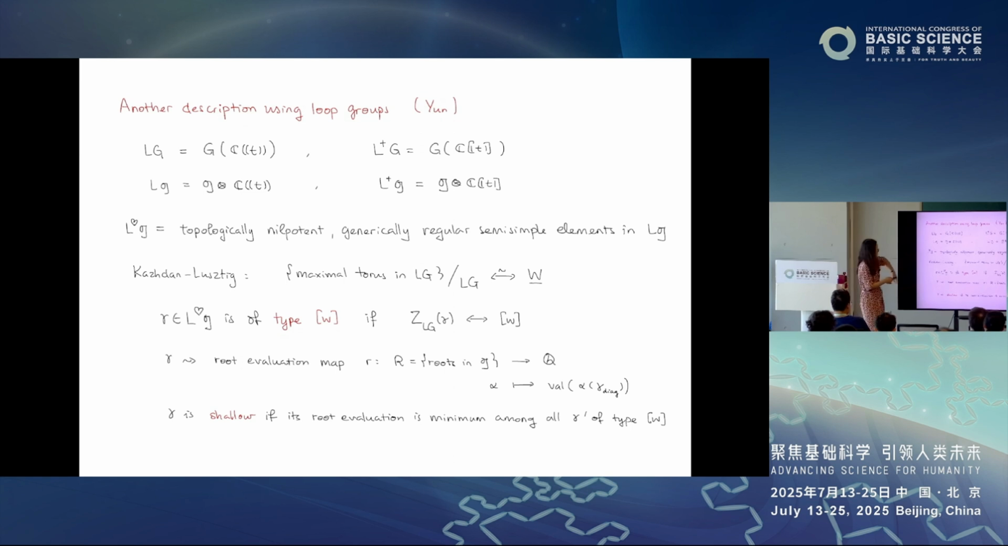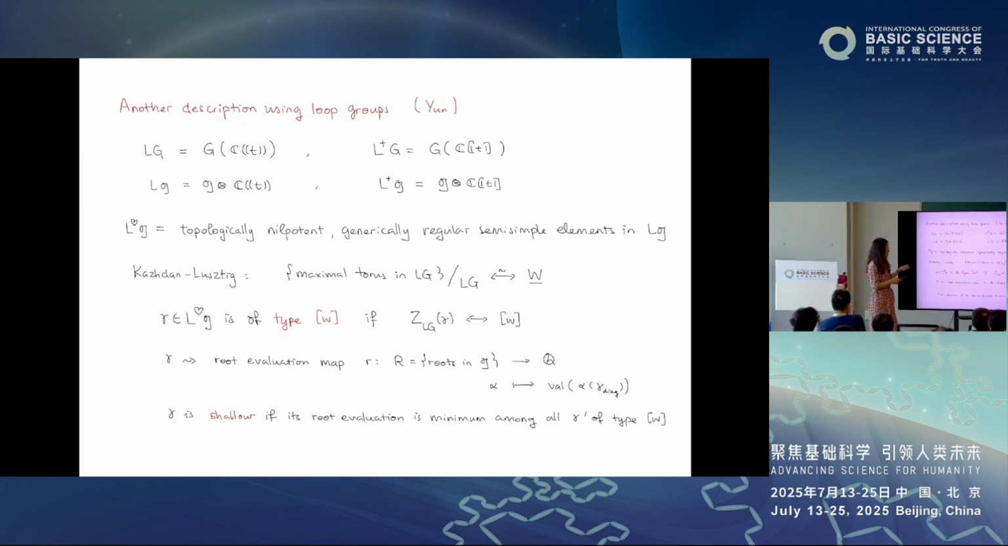And then for an element here, we can talk about its type. For an element here, it's regular semi-simple, so you can look at its centralizer in the loop group. This is a maximal torus in the loop group. And then Kazhdan and Lusztig showed the LG conjugacy classes of maximal tori in LG are in bijection with the conjugacy classes of the Weyl group. So we say gamma is of type W if its centralizer corresponds to this conjugacy class under this map.